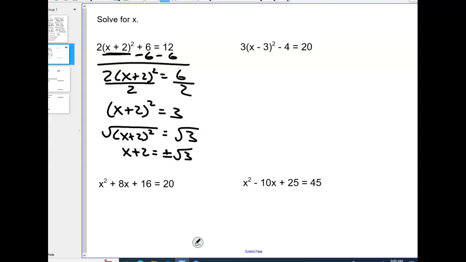Whenever you're solving for an x or a variable, you take the square root of something, you've got to put plus or minus in front of it. And then we subtract 2 to finish the problem. Do not forget to finish the problem. That is your answer. X equals negative 2 plus or minus root 3.